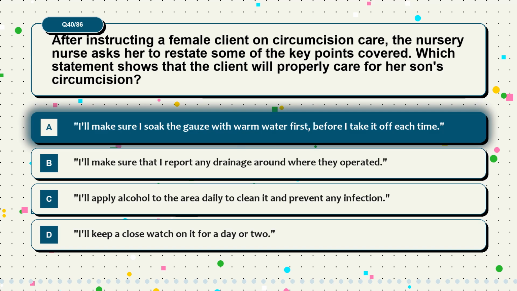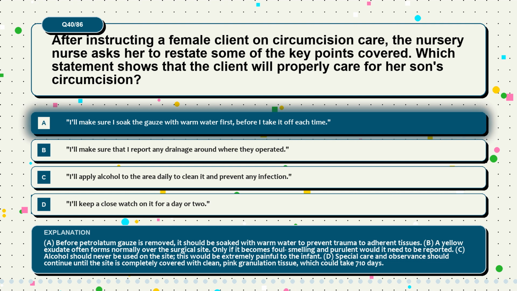The correct answer is option A. I'll make sure I soak the gauze with warm water first, before I take it off each time. Before petrolatum gauze is removed, it should be soaked with warm water to prevent trauma to adherent tissues. B. A yellow exudate often forms normally over the surgical site. Only if it becomes foul-smelling and purulent would it need to be reported. C. Alcohol should never be used on the site. This would be extremely painful to the infant. D. Special care and observance should continue until the site is completely covered with clean, pink granulation tissue, which could take 7 to 10 days.